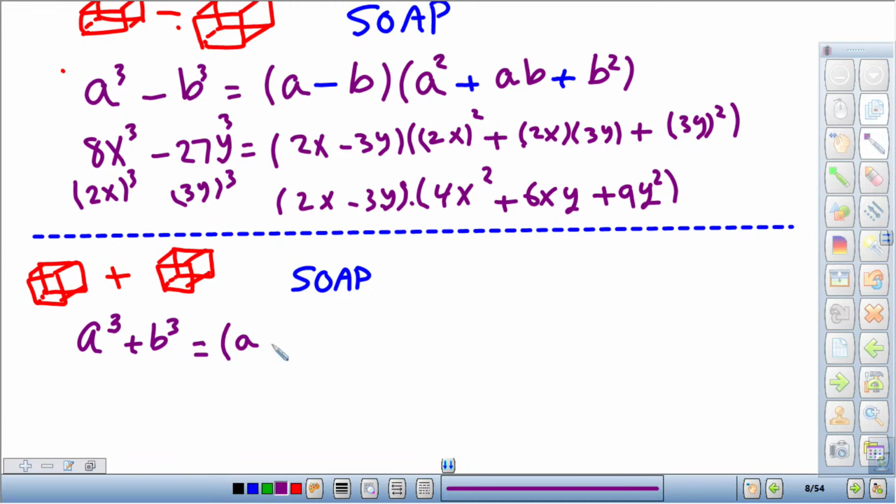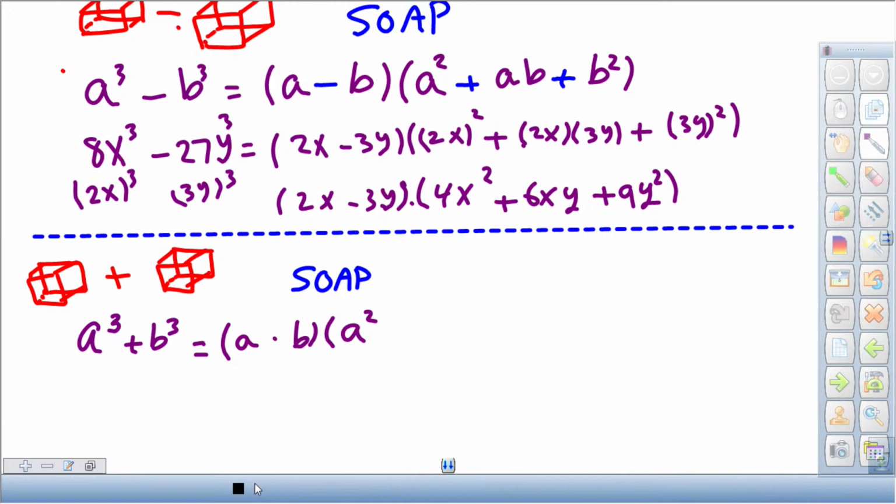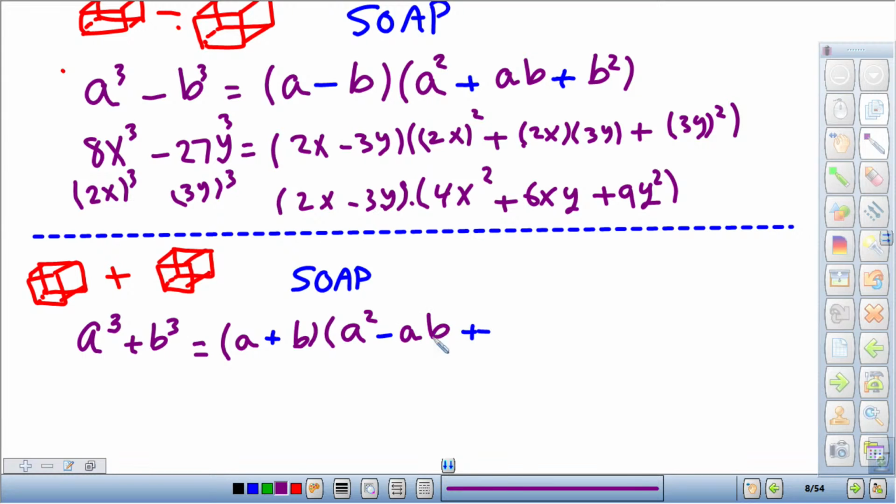So a, same, it's going to be plus b. And then I'm going to say the first term squared, and then opposite of that. So actually, let me use a different color for that. SOAP. That's going to be plus, and then negative, and then it's going to be always positive. Okay, so a squared, and then ab, and then b squared. Almost like the difference of squares, but you have to pay attention to the SOAP here. The only difference, if you look, is the first here. See, same, similar, and then opposite.